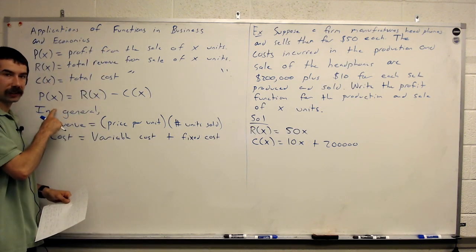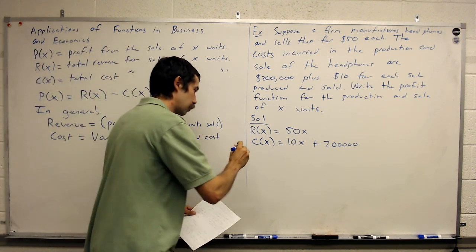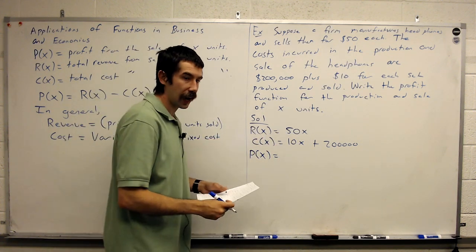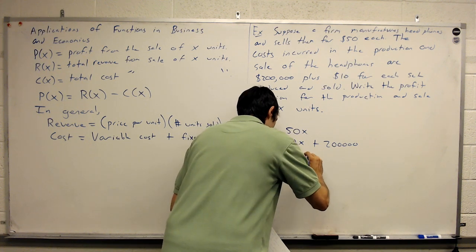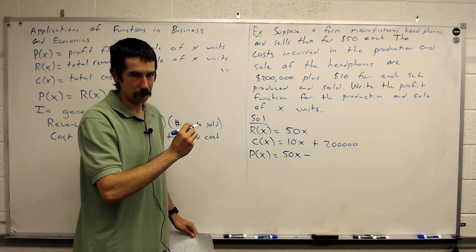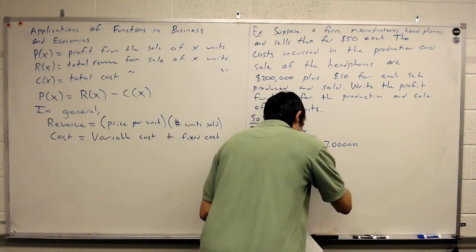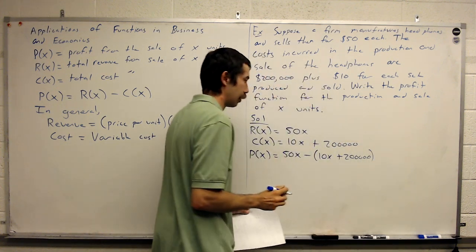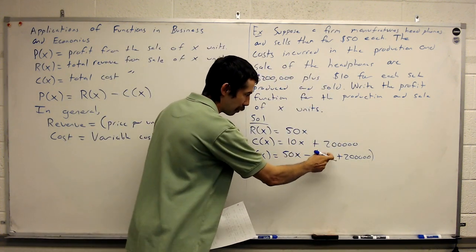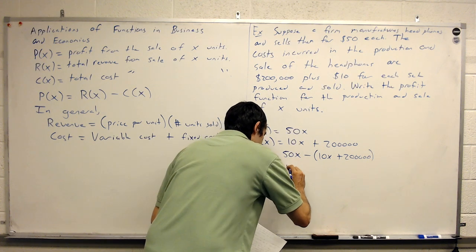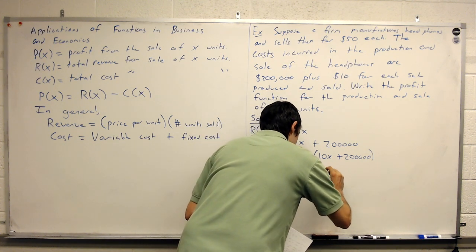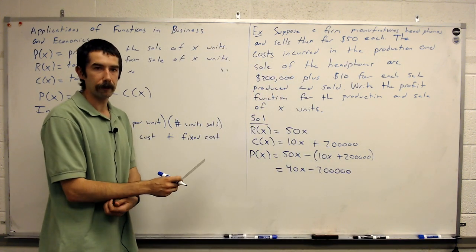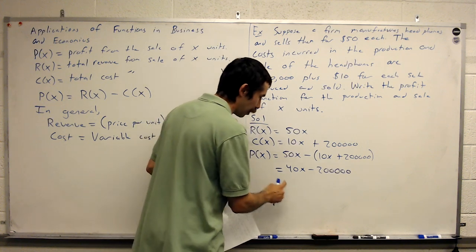Because we know that our profit is revenue minus cost. So it's 50x minus, use parentheses, our entire cost function. And now we could clean this up. So distributing the minus, we get 40x minus 200,000. Okay? So that's our profit function.